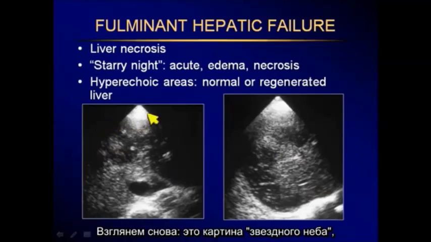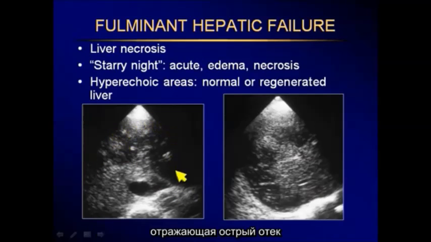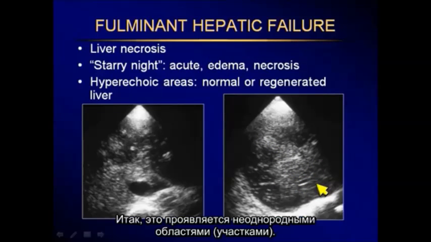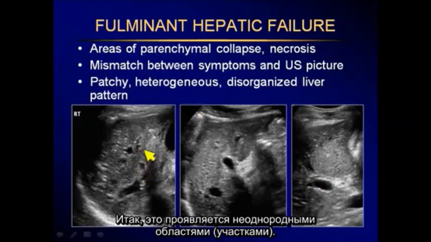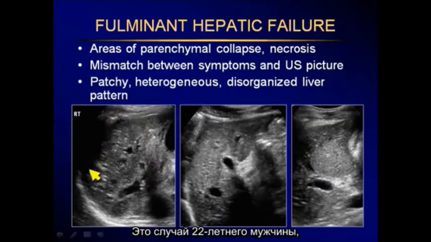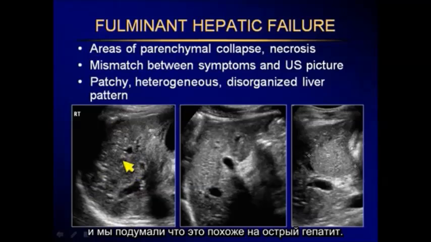You look back at these, this is the starry night pattern reflecting acute edema or necrosis, and these are areas of normal or regenerated liver. So they come in patchy areas. This is a case that we recently had of a 22-year-old man who came in with jaundice, and we saw areas of the liver that had increased portal vein brightness, and we thought that looked like acute hepatitis, yet other areas of his liver seemed to be normal.